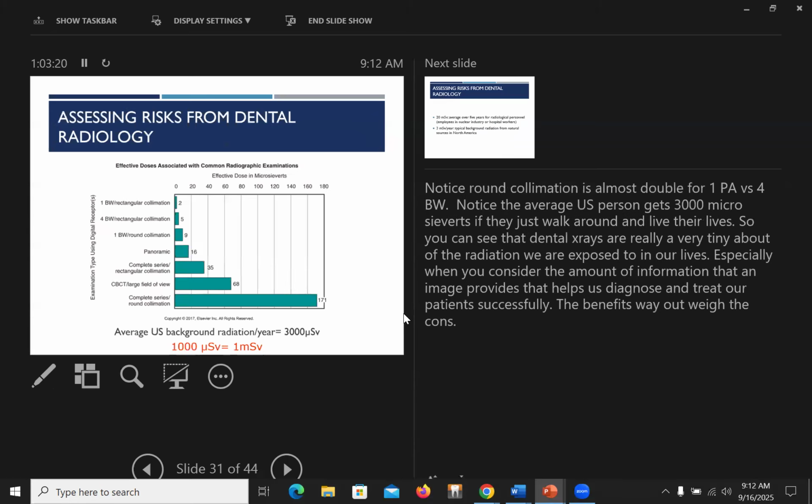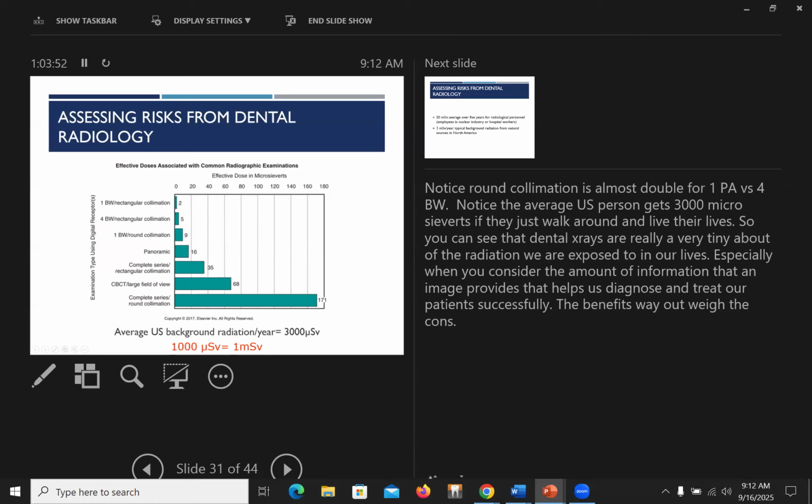Here is a nice little chart. There are different ones you can see online, but this one is kind of neat because it shows examination type using millisieverts. So one bitewing with a rectangular collimator is 2 millisieverts. Four bitewings with a rectangular collimator is 5. One bitewing with a round collimator is 9.